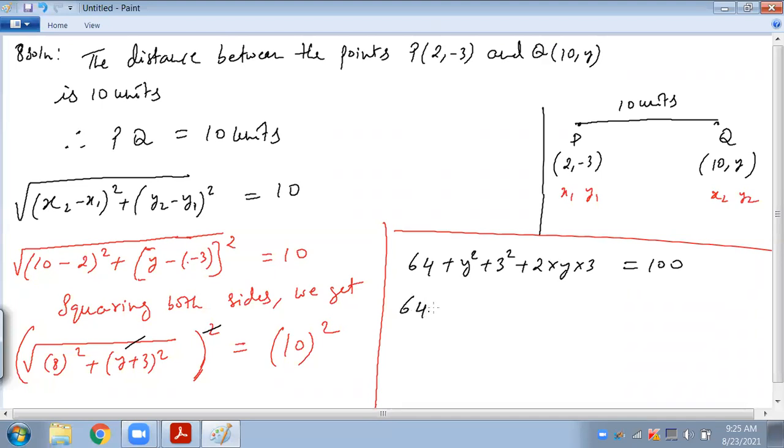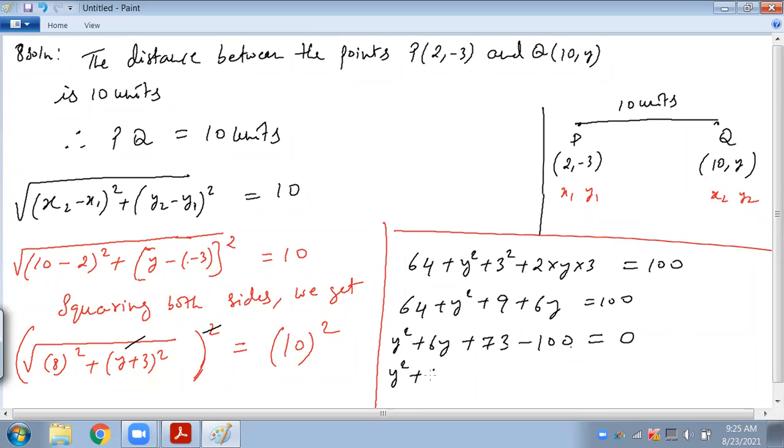What will we get? 64 plus y square plus 3 square is 9 plus 2 into 3, 6y, equal to 100. Now arrange it. First write the y square term, then write the y term. And 64 plus 9 we can add together. 64 plus 9 is how much? 73. And at the same time we can bring this 100 to this side. So plus 100 will become minus 100. So y square plus 6y. And 100 minus 73 is how much? 27, equal to 0.